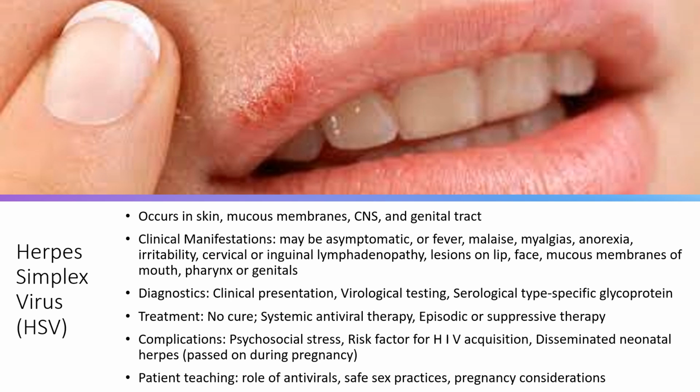The virus travels down the peripheral sensory neurons to the ganglion, and it remains dormant until a trigger incites an active lesion. So some people have HSV, like they get tested for it, and they never ever show symptoms.